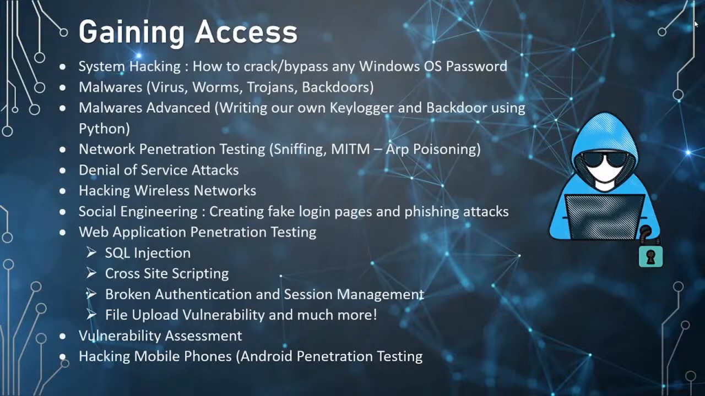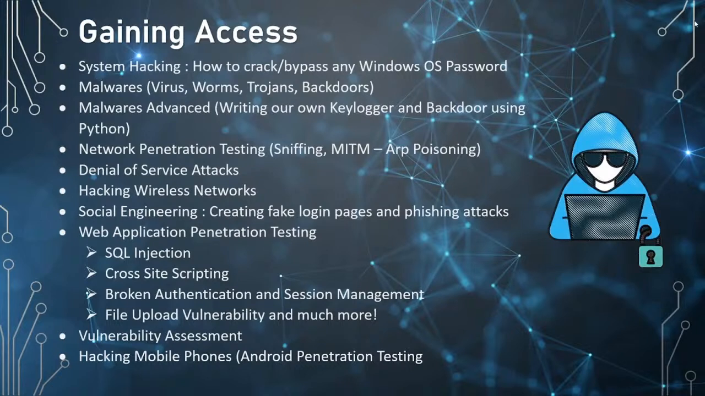These are the weaknesses that hackers use to get access to the web server, or the databases in the backend. After that, we have hacking mobile phones, where we learn how to hack or crack an Android phone. So how do we use Trojan attacks and get access to the Android phone remotely? After this, we have two small topics, which are maintaining access and reporting or clearing traces.